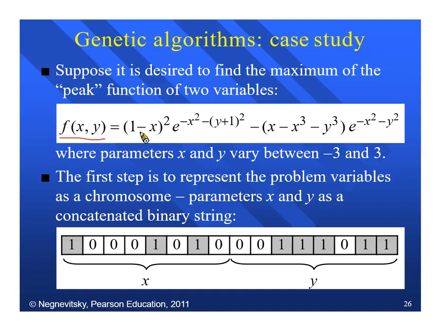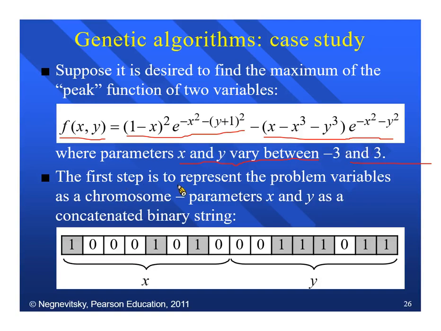In fact, this is the function to which we have applied the gradient descent method, where parameters x and y vary between -3 to 3. But they are not integers. They can be real values in this range.